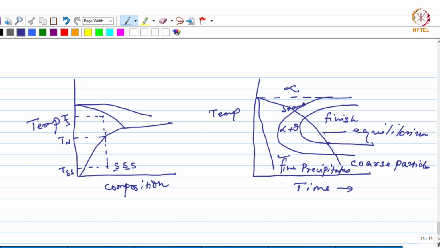Okay, so there are two cases depending on the temperature of the aging. One is the natural aging case, where it is aged at room temperature. And the other one is artificial aging, when the aging is done at an elevated temperature. Okay.